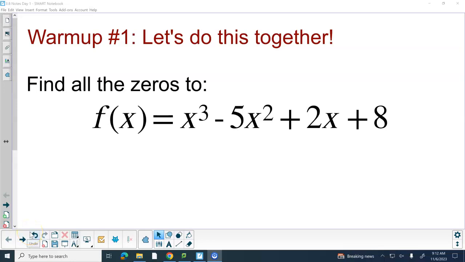All right, so let's do this one together. If I want to find zeros, how many zeros do I need to find in this one? 3, because my degree is 3. So I've got to find 3 zeros.